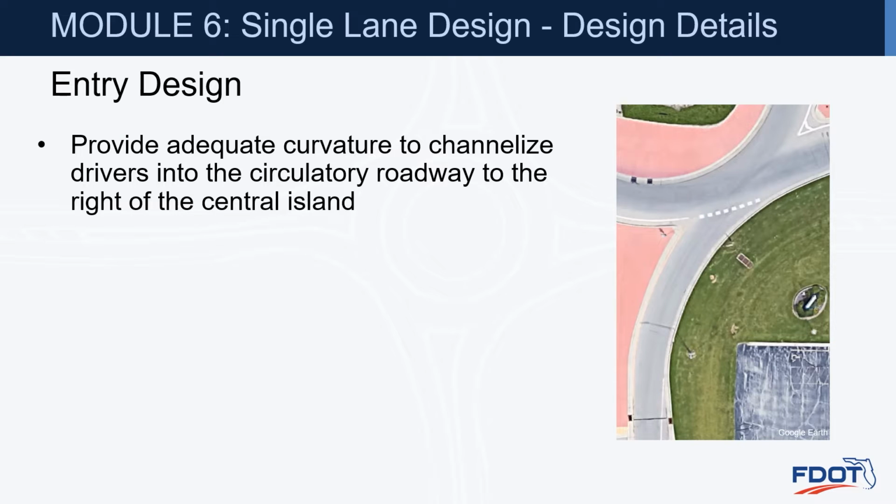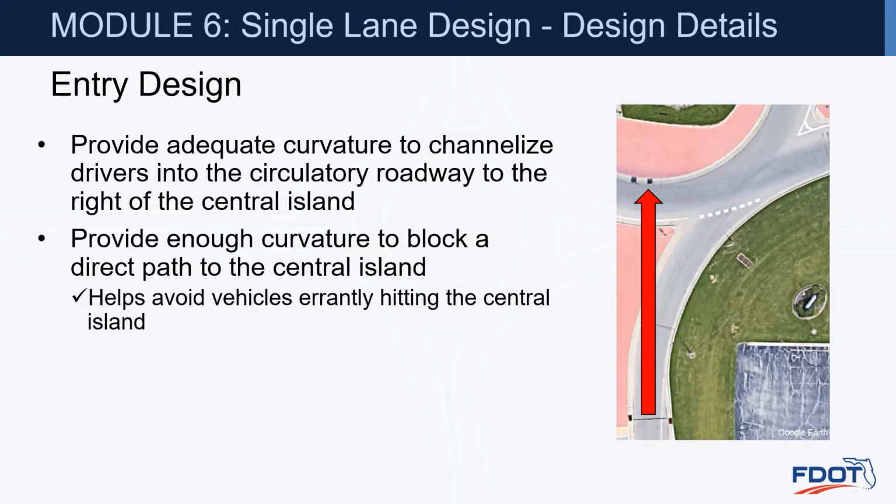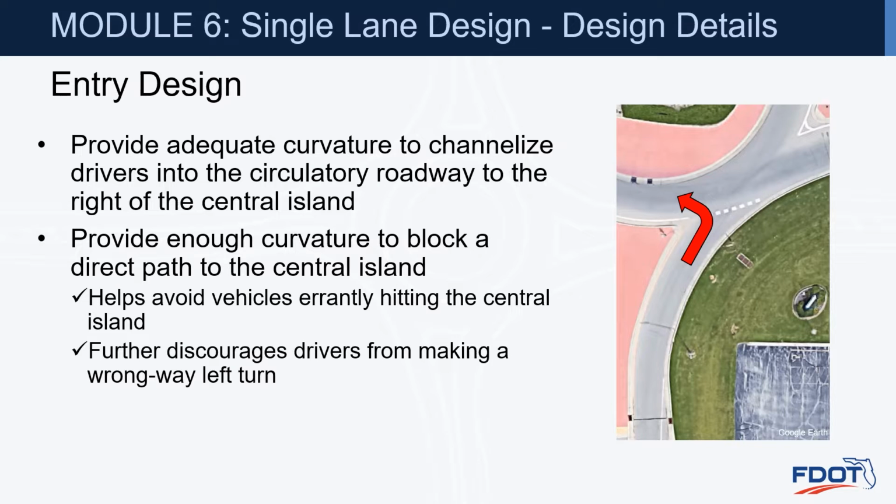So we want to provide adequate curvature on the entries to channelize drivers into the circulatory roadway to the right of the center island. We also want to provide enough curvature to block a direct path to the center island. And this helps avoid vehicles errantly hitting the center island, but it also further discourages drivers from making a wrong way left turn.